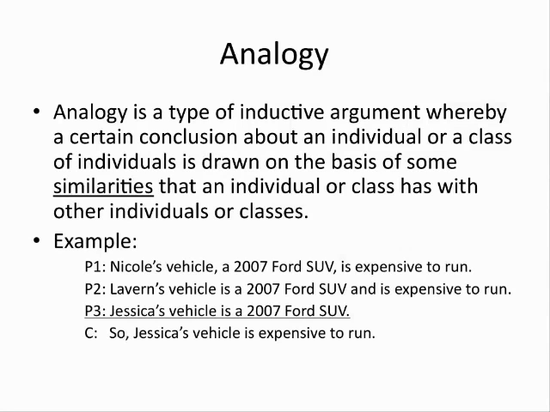Take this example. Premise 1, Nicole's vehicle, a 2007 Ford SUV, is expensive to run. Premise 2, Laverne's vehicle is a 2007 Ford SUV and is expensive to run. Premise 3, Jessica's vehicle is a 2007 Ford SUV. Conclusion, so Jessica's vehicle is expensive to run. As you can see, we're finding similarities in the first two cases. These are vehicles that are of the same type, they're Ford SUVs of the same year, 2007, and they are expensive to run. Since the third case, Jessica's automobile shares the relevant features, that is to say, it's a 2007 Ford SUV, we can conclude, by analogy, that it too is expensive to run.